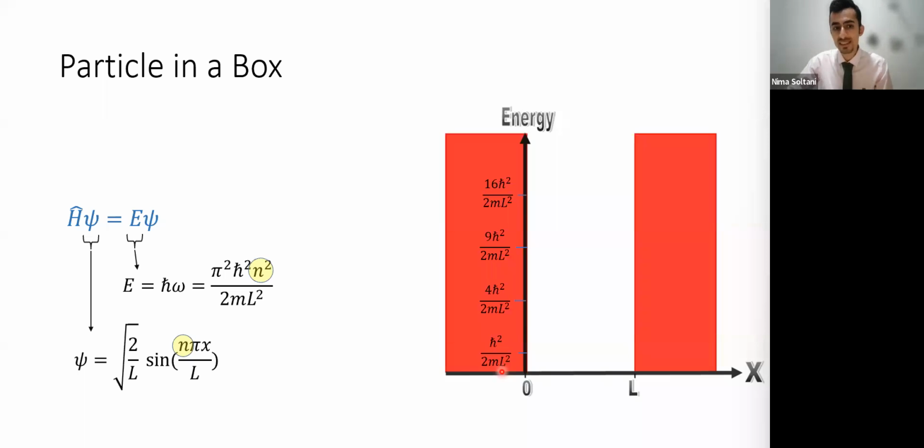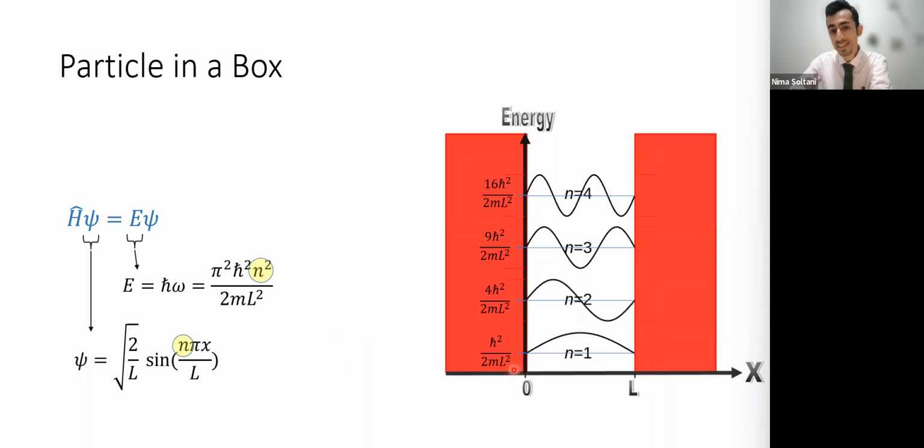And if you plot this sine function, you see that for the first eigenstate, we have half a sine, and then a complete sine function, and then 1.5 and 2 sine functions, and so on and so on. So in order to visualize these results using our application, let me go back to the application itself.